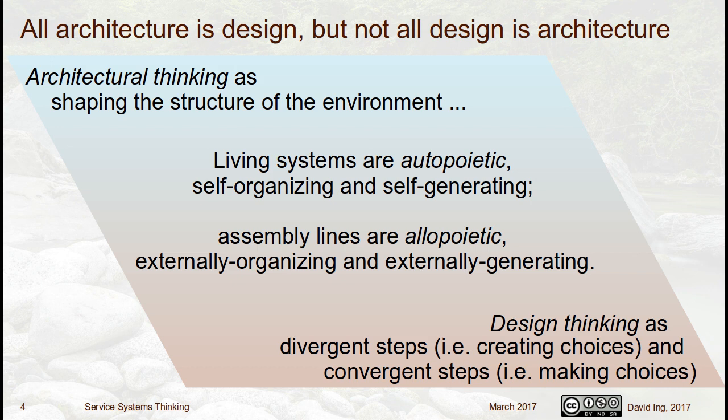Design thinking, the usual sort of things that you read if you ask what is design thinking? One of the ideas is about divergent steps, creating choices, and convergent steps, making choices. Okay. So let's go a little bit deeper on system thinking, which is, there are two big words that are a little hard to untangle, and here's the definition: living systems are autopoietic. Poiesis is creation, and so this means self-creation. A living system is self-organizing and self-generating.